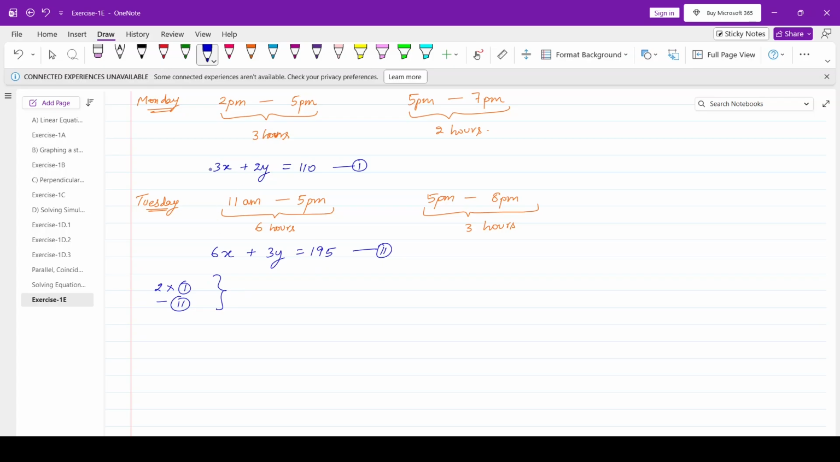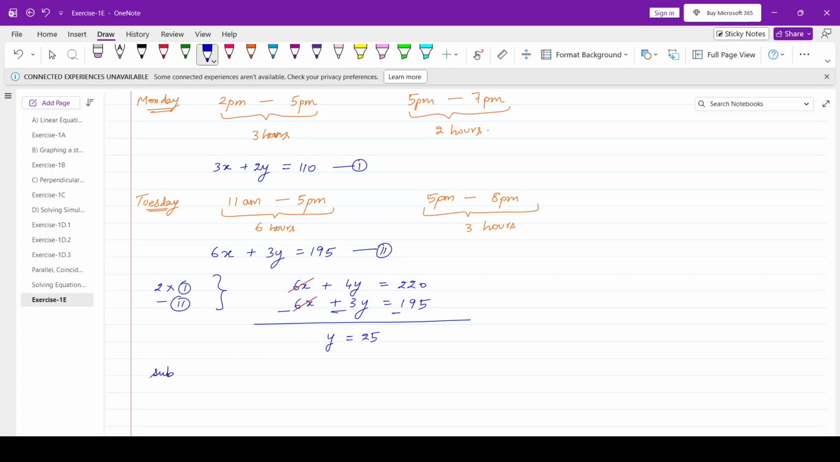So we multiply 2 with equation 1, we'll get 6x plus 4y is equal to 220, and from equation 2 we'll get 6x plus 3y is equal to 195. If we subtract, we'll reverse the sign of each component. This 6x will cancel out this one and we'll be left with 4y minus 3y, that will be y is equal to 25.